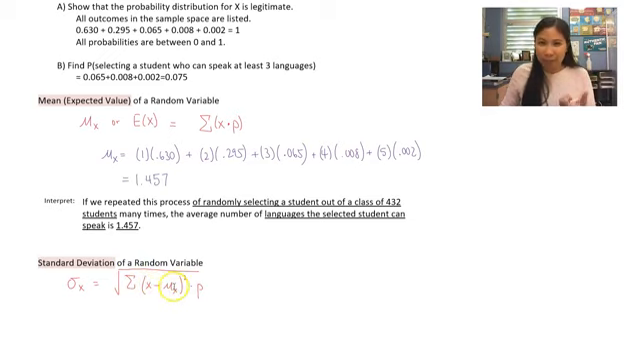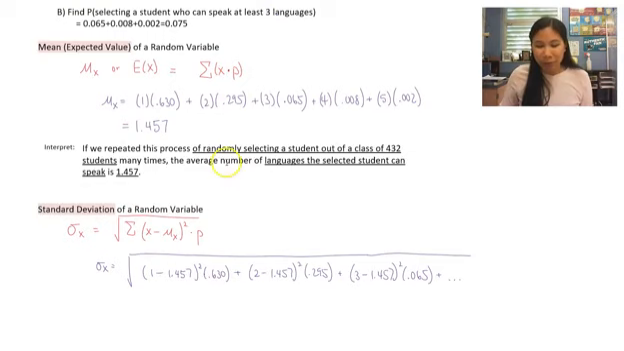So really, the distance between each of the data points and the mean, we're going to square it in order to get a positive number, and then multiply by the probability corresponding with that data value. And then we're going to do this for each data value and add them all up.